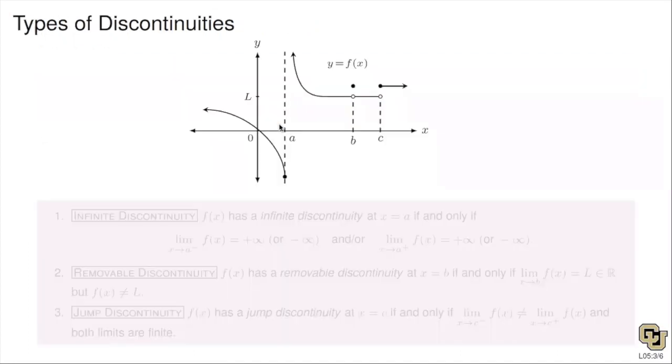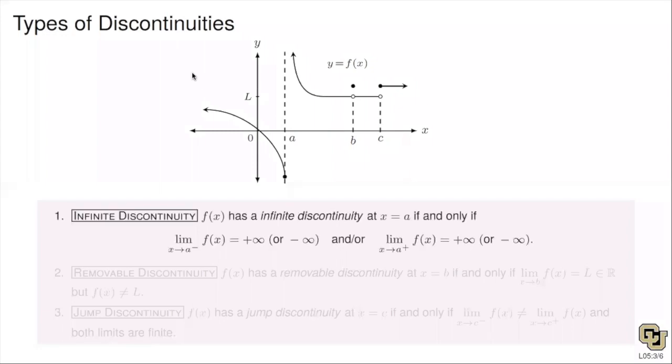Let me just talk about types of discontinuities, and I'll stop here. I've got 4 minutes left. There are basically 3 types of discontinuities, 3 ways a function can fail to be continuous. The first way is called an infinite discontinuity.